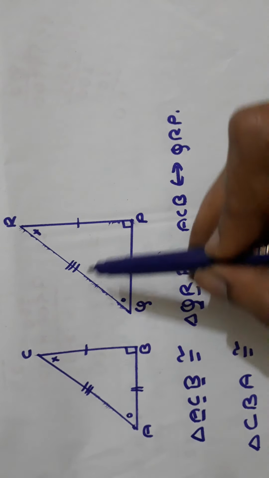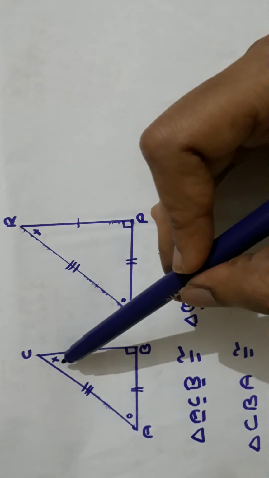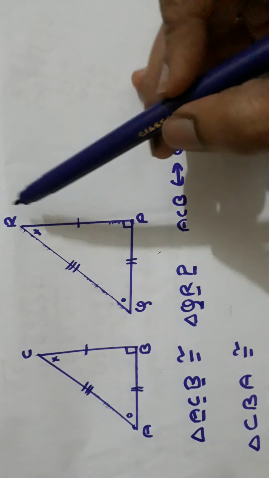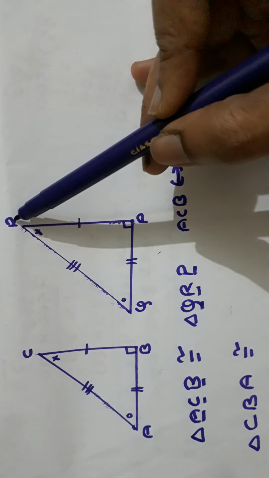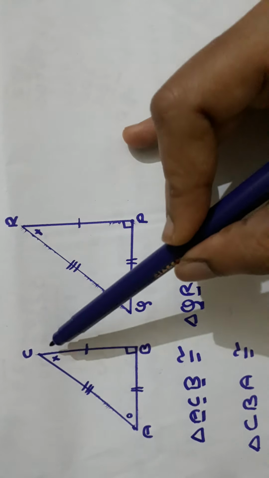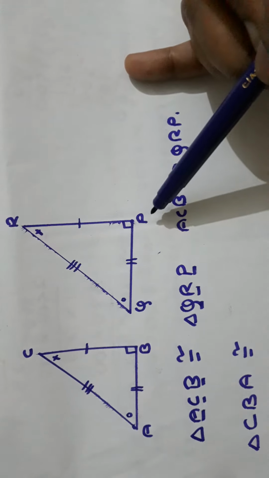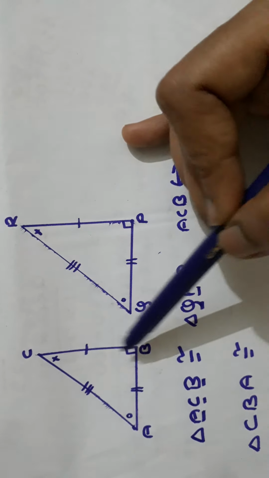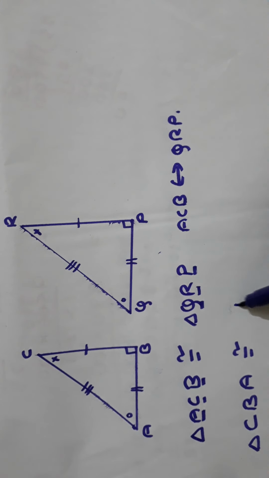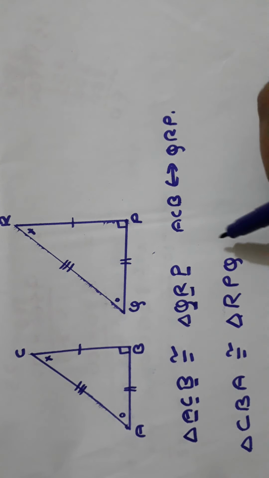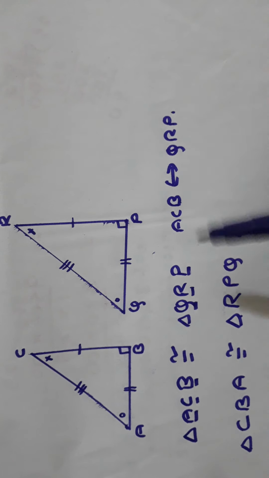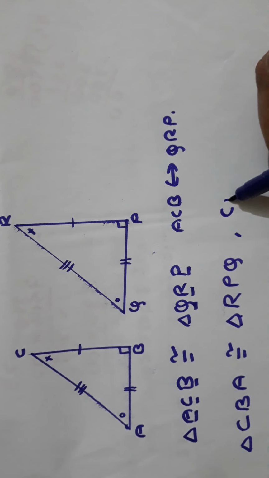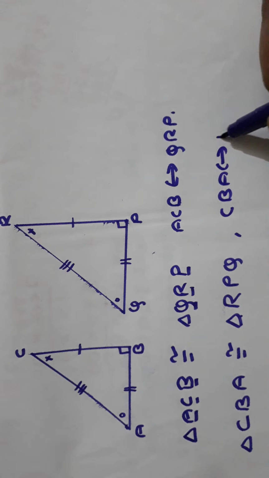Now follow the same pattern for the next triangle. Here C is indicated by the symbol cross, and here I'll start at R because R is indicated by the same symbol as C. So from R I move to the vertex P because the path is indicated by a single line, same as from C to B. So I am going to take the triangle RPQ. Now you can check the congruent parts. So the correspondence is CBA corresponds to RPQ.